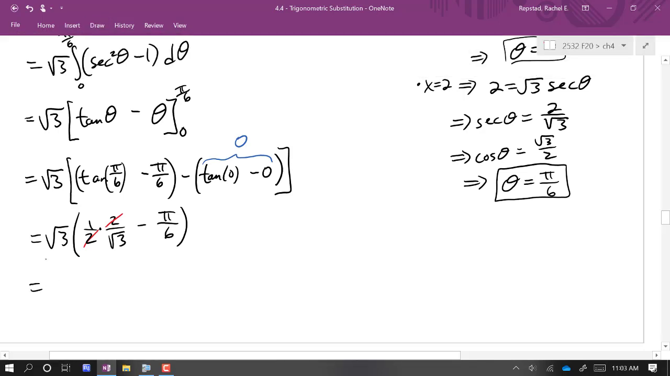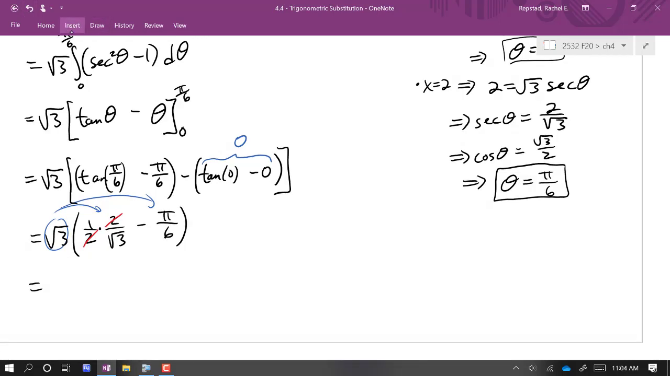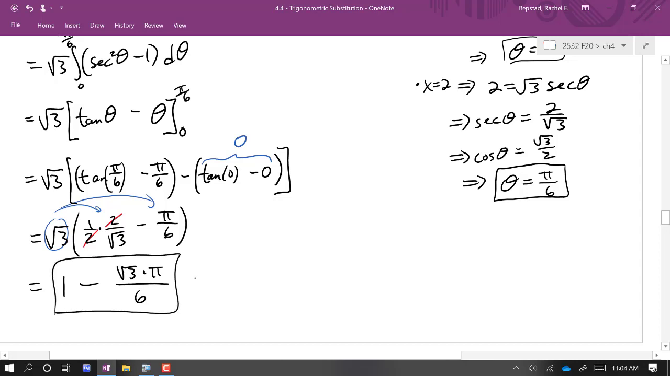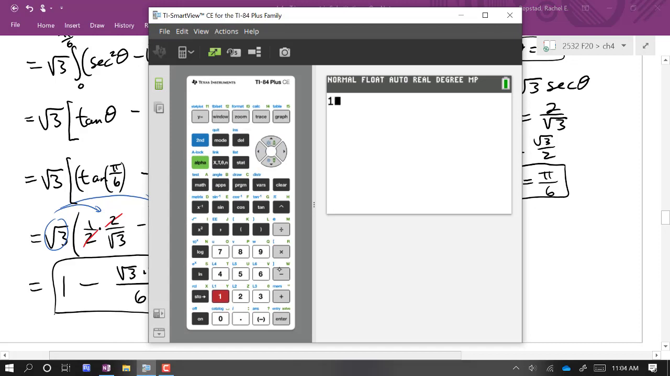And now if we distribute this factor of root 3 back into the parentheses, in the first term, it'll cancel that 1 over root 3, so we get 1 minus root 3 times pi over 6. And there it is, the exact result. And if you like, you can approximate and we get 0.0931.